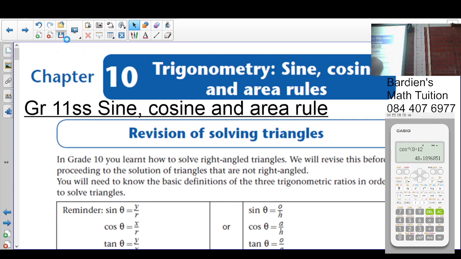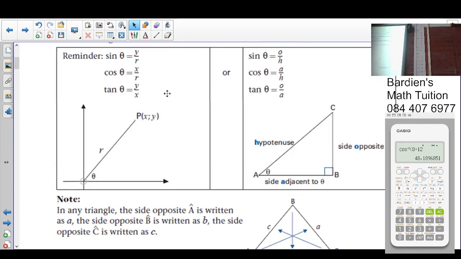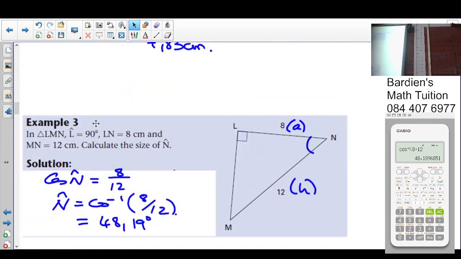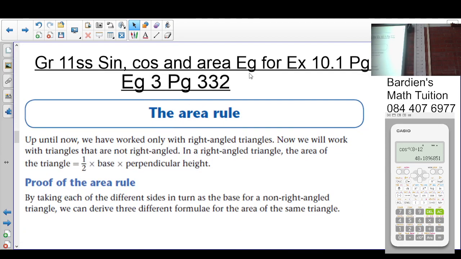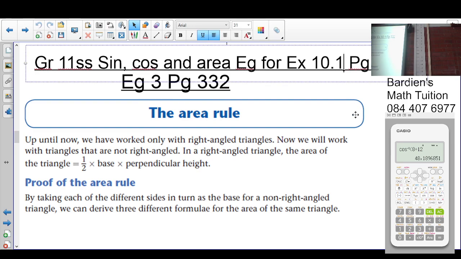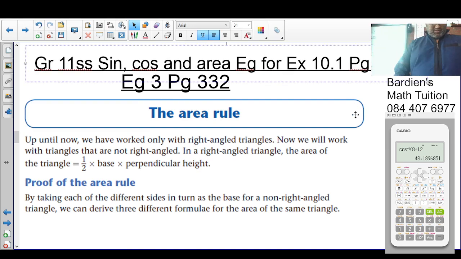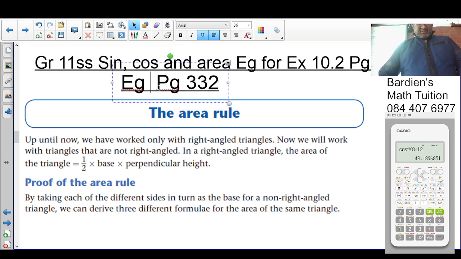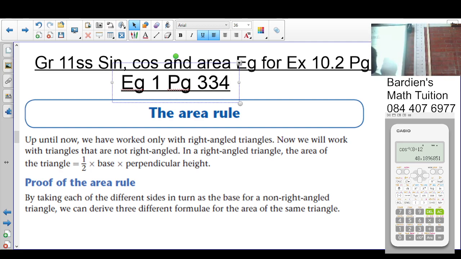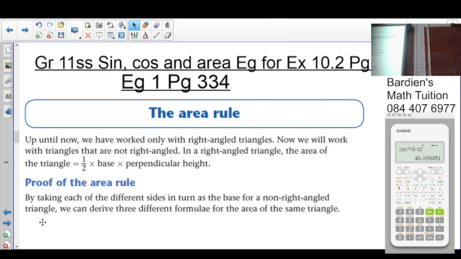So today we're looking at trigonometry: sine, cosine and area rule. We're looking at the examples for exercise 10.2, which is on page 336. Example 1 is on page 334. So now we're looking at the area rule.